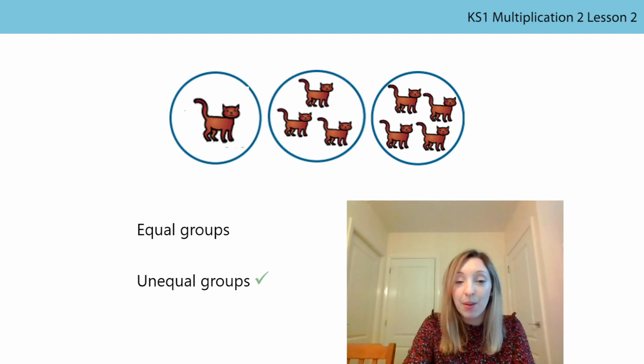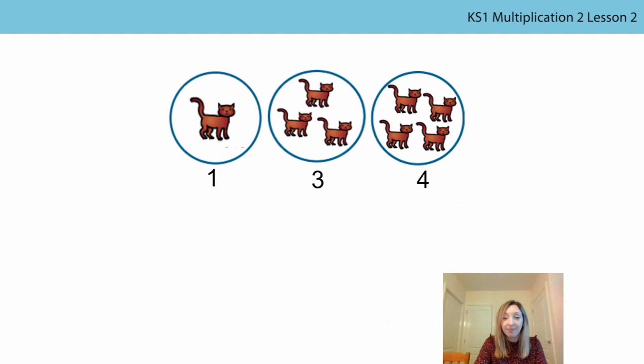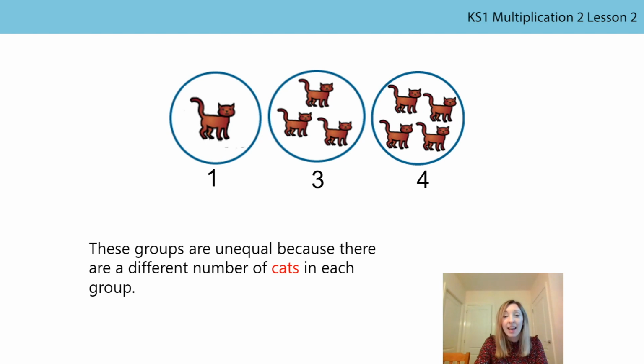Super, they are in unequal groups. Well done. There is 1 cat in one group, there are 3 cats in one group, and there are 4 cats in one group. What does that tell us? Excellent, these groups are unequal because there are a different number of cats in each group. Can you say that sentence with me? These groups are unequal because there are a different number of cats in each group.